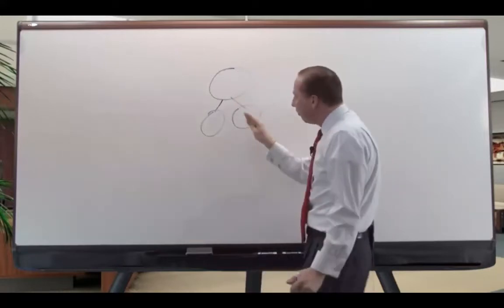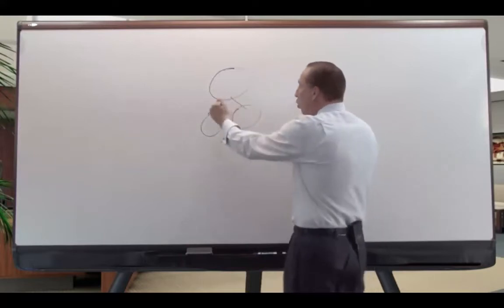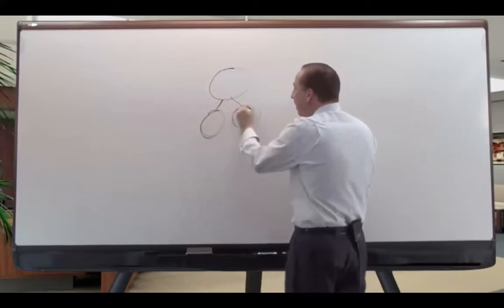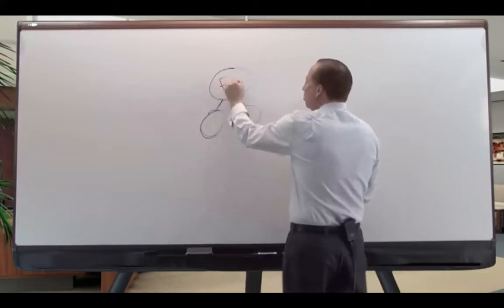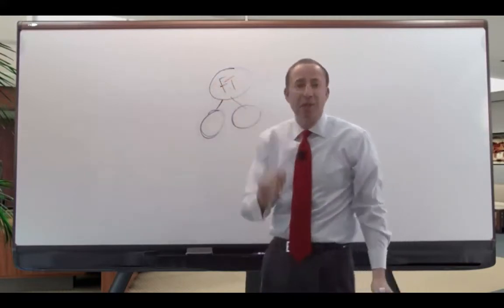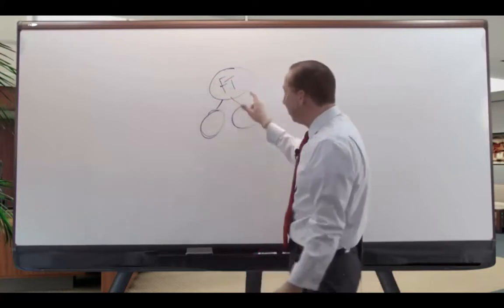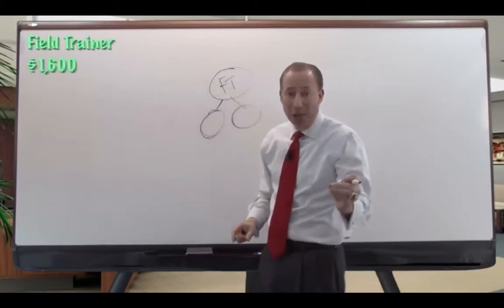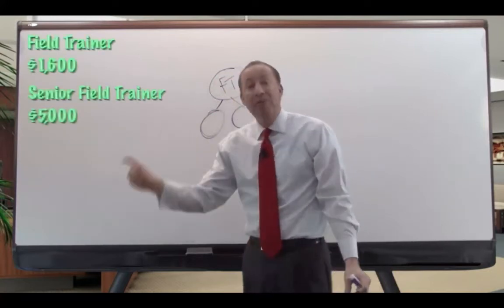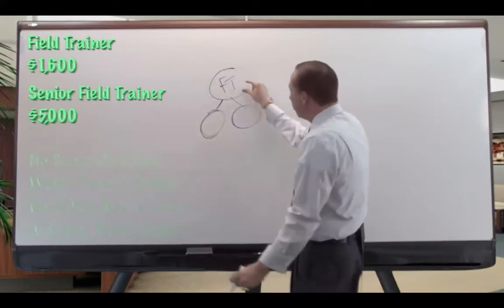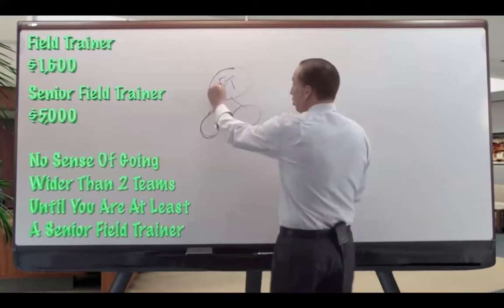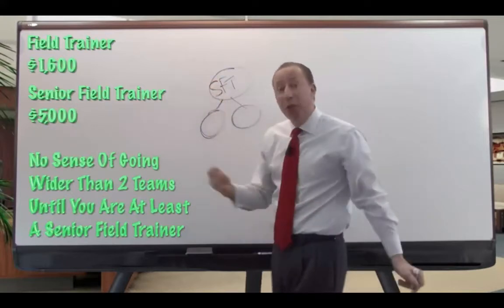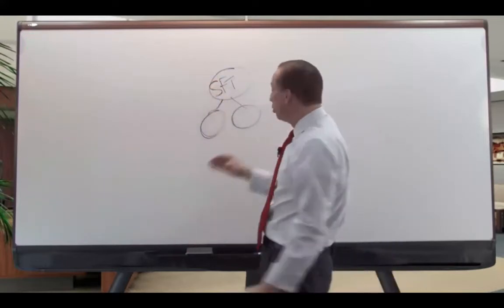So we're going for field trainer. Well, you want to stay within 2 teams until you get it done. But once you become a field trainer, the next level up is senior field trainer. And to get to senior field trainer, you've got to go from 1,600 up to 5,000. So there's no sense of going wider than 2 until you're at least a senior field trainer, or at least you're doing enough business.